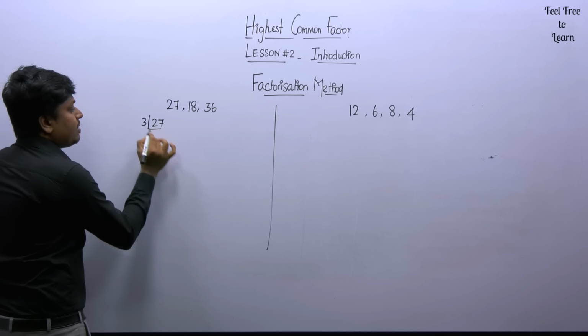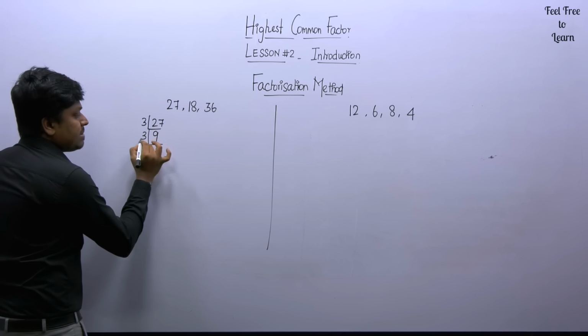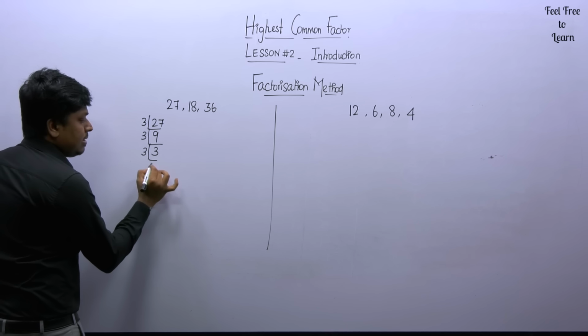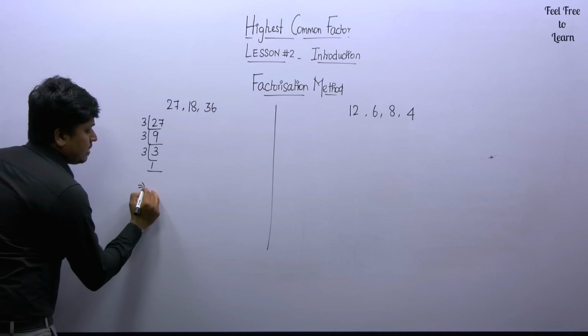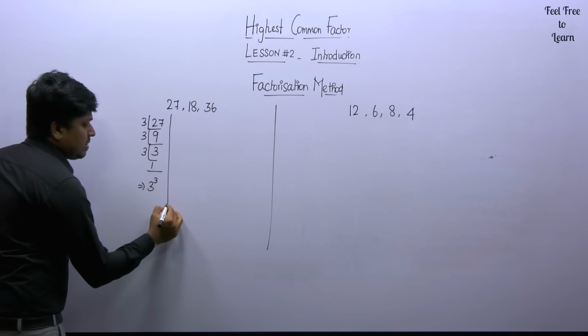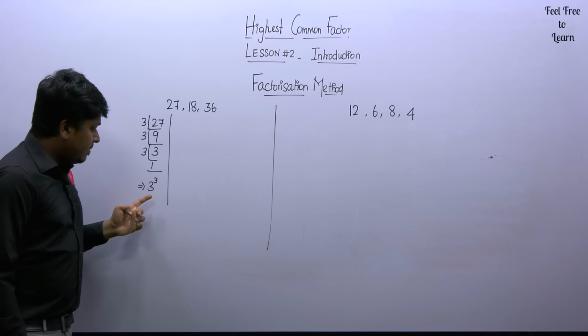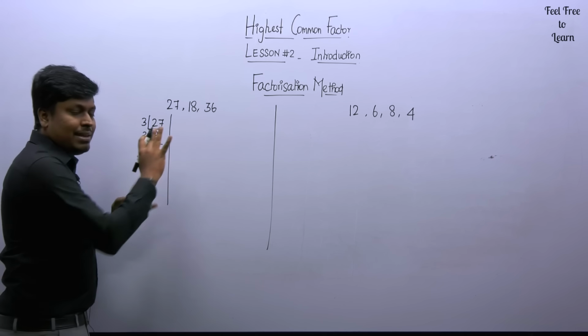So we can divide by 3, 9 3s are 27, 3 times here, so 3 3s are 9, 3, 1. So we can say that 3 cube will be the factor, yes or no? 3 times we have number 3, which is 3 cube, right? Same thing what we learned in LCM.